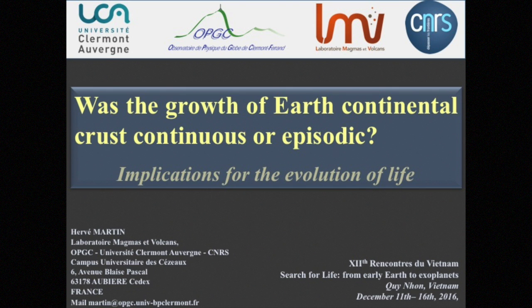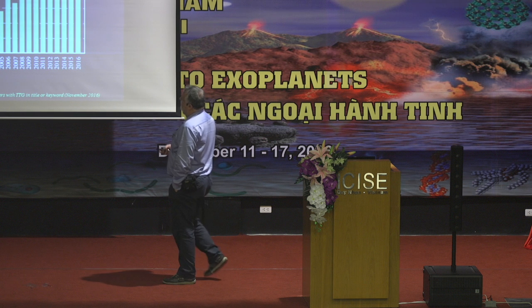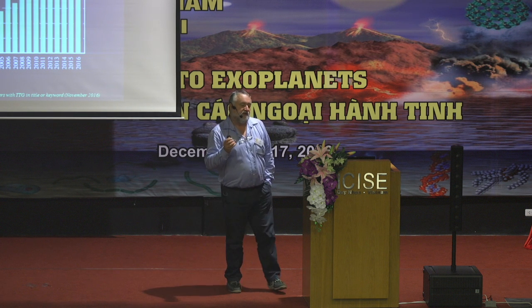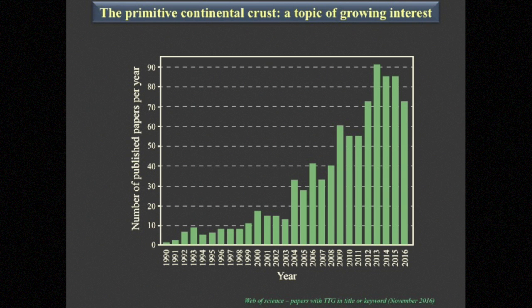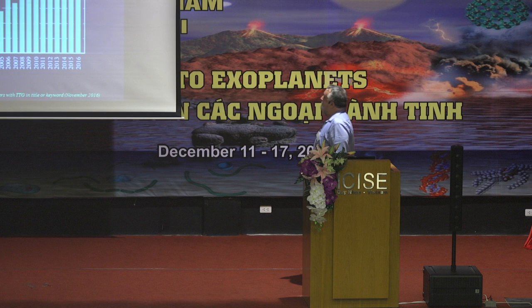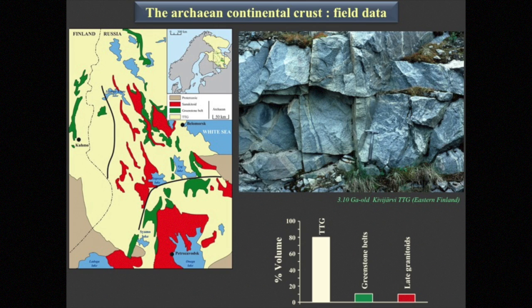I would like to speak about the growth of continental crust. And I put here a diagram where we can see the number of papers published each year about the genesis of the Archaean crust. Archaean terrains are older than 2.5 billion years. So we can see that the scientific community paid more and more attention to this topic of the genesis of continental crust.